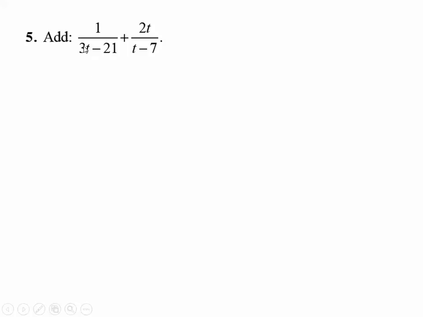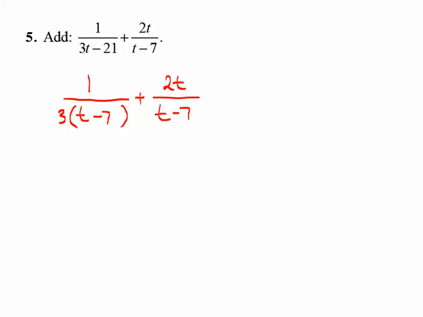Notice on the denominator, this is 3t minus 21. This is t minus 3. We have to factor first. We've got to get into its prime pieces here. So factor out a 3, which leaves us with t minus 7. The other fraction does not factor at all, so it leaves us with t minus 7. Good there? So it's prime pieces.